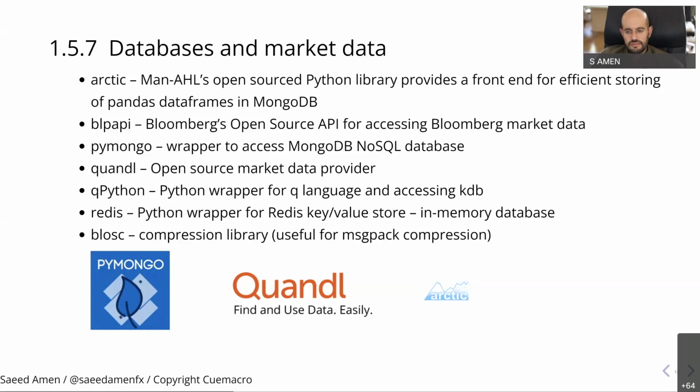In terms of other market data providers, obviously Bloomberg is one. You also have Refinitiv, which have a nice API as well. Quandl, which is now, I think, part of NASDAQ, also have a nice API as well. Some of the data from Quandl is free, but quite a lot of it is also paid. If you want to mix and match between Q and Python, qPython is a nice library to have a look at. And if you want to cache data, I would recommend using Redis.